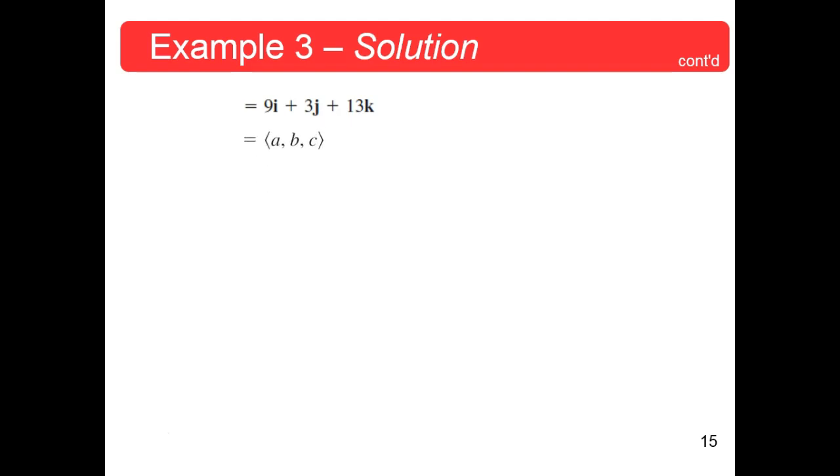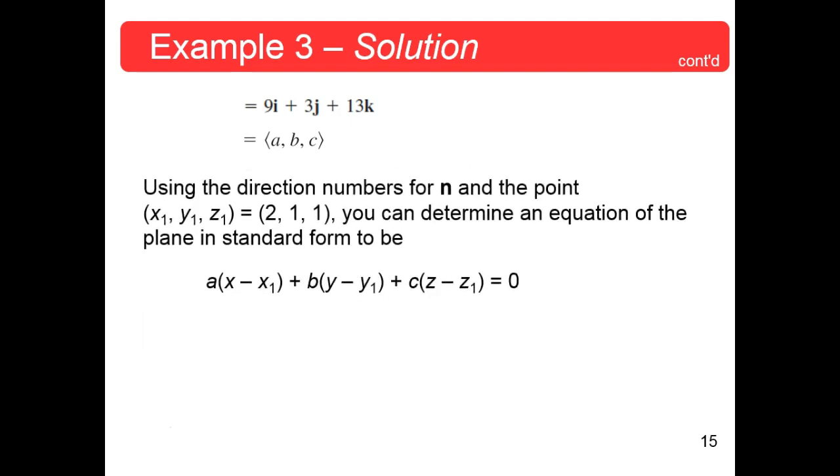And that's your ABC. It's as simple as ABC. 1, 2, 3. Okay. Using the direction numbers for n, those are your direction numbers. And the point x1, y1, z1 is the one you chose, 2, 1, 1. You can determine an equation for the plane in standard form to be a times x minus x1 plus b times y minus y1 plus c times z minus z1 is equal to 0.